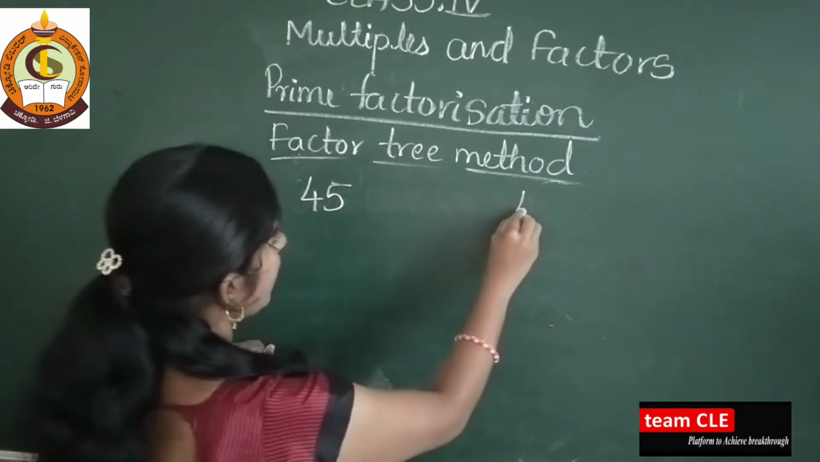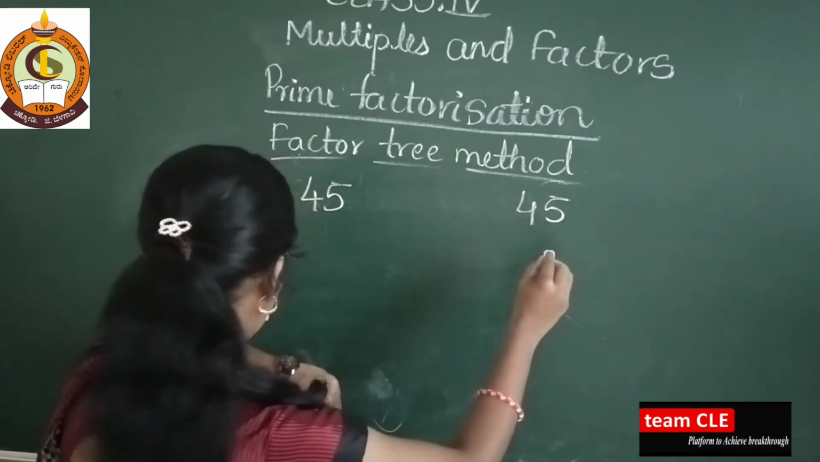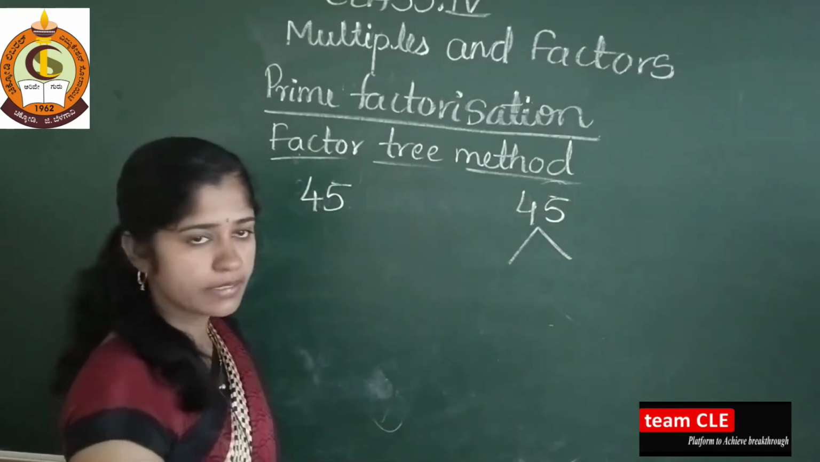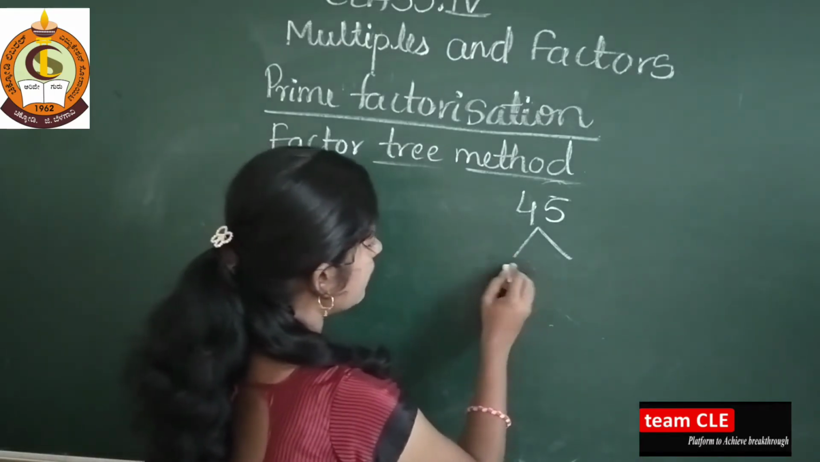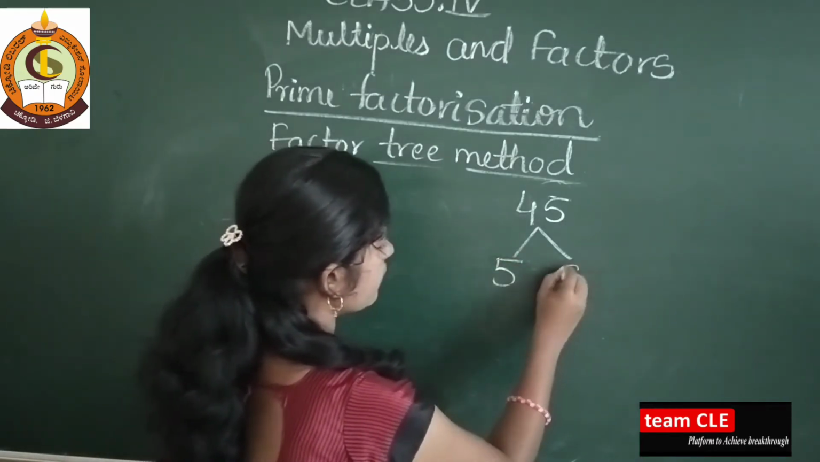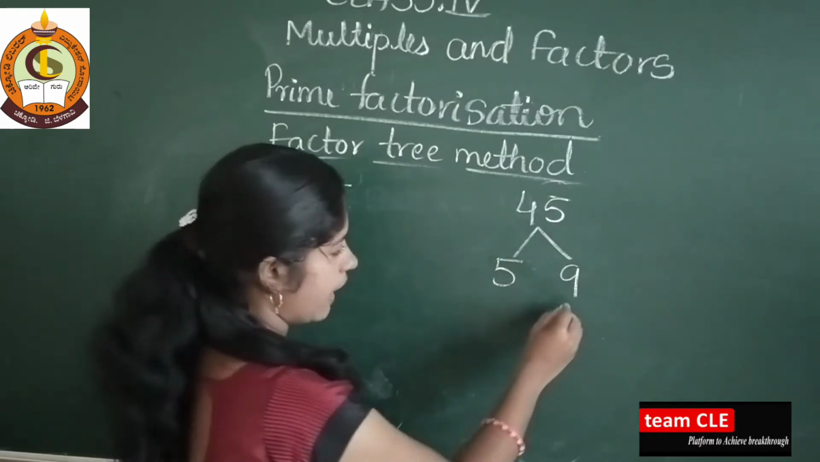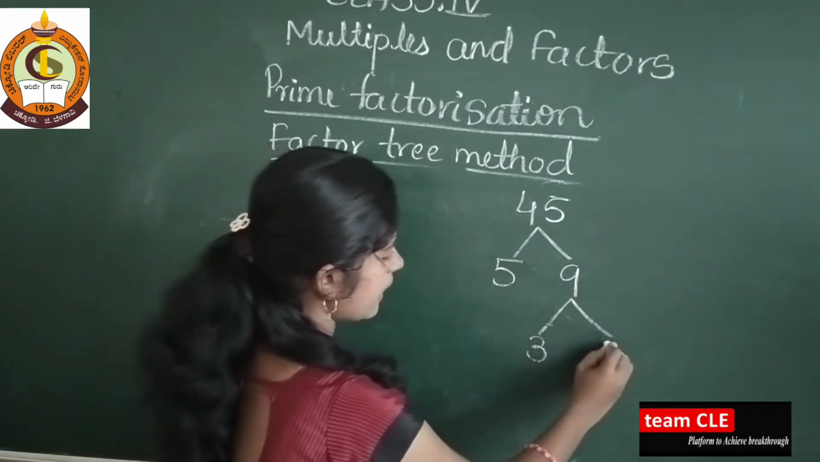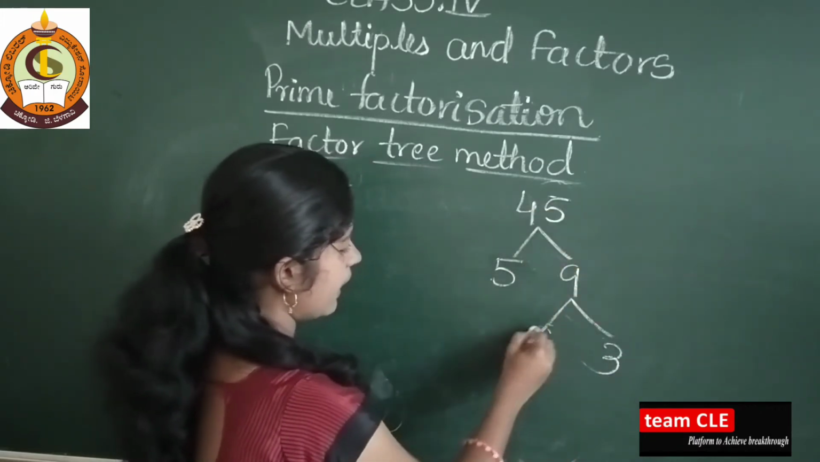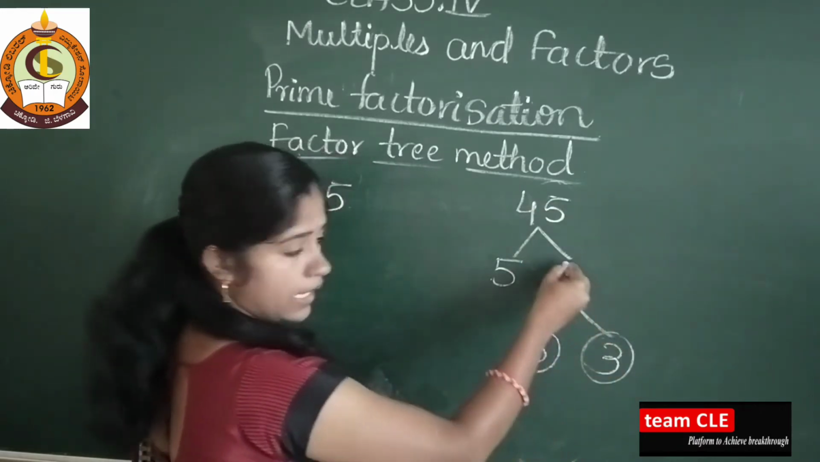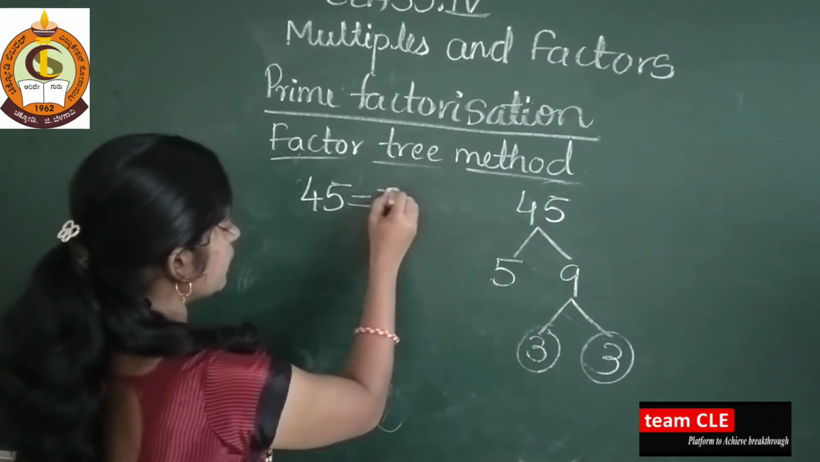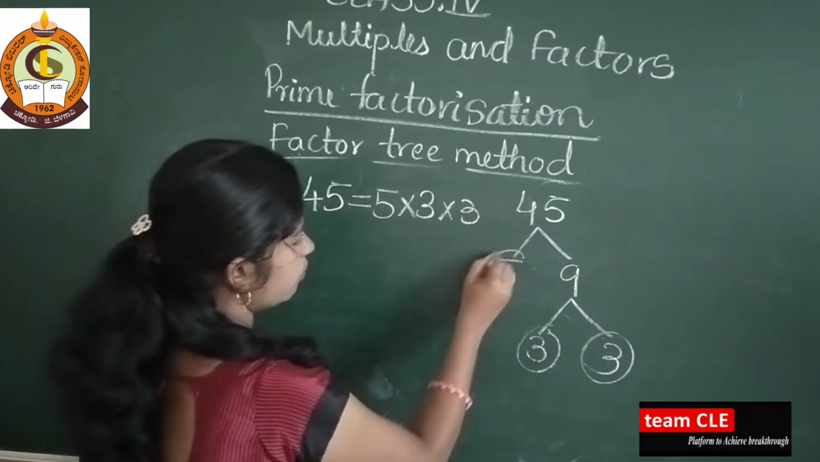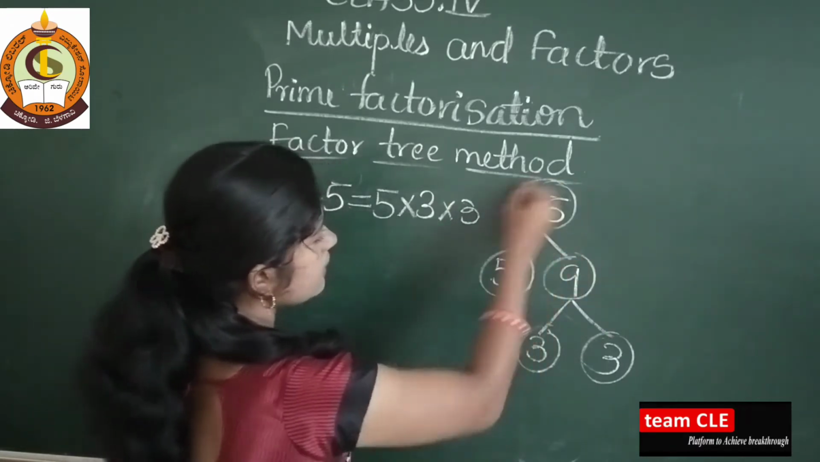Take here 45. Okay, 45 is there in which table? Yes, it is there in 9 ones table. Otherwise you can take 5 9s are 45. Next, 9 is there in 3 ones table. 5 9s are 45, and here 3 3s are 9. So the prime factors of 45 are 5 into 3 into 3, and you put this mark on the side.